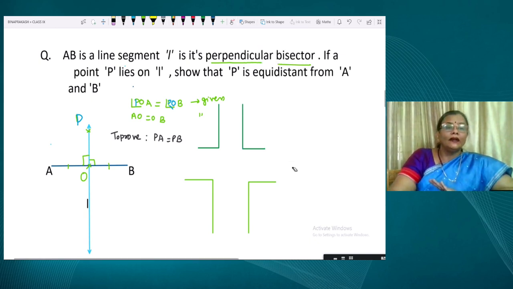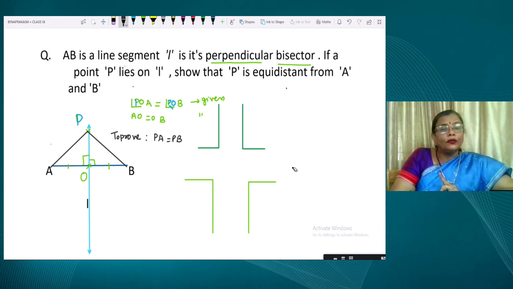We'll make a triangle here. How do I make a triangle? I'll join P to A. Similarly, I'll join P to B. So what do I find now? I am getting triangle POA and triangle POB. So we have the two triangles. Now, with this information, we need to prove the congruence of the two triangles. Only then we'll have PA equal to PB, because PA and PB are parts of the two congruent triangles. So if you can prove the congruence of the triangles, then this will be proved automatically.